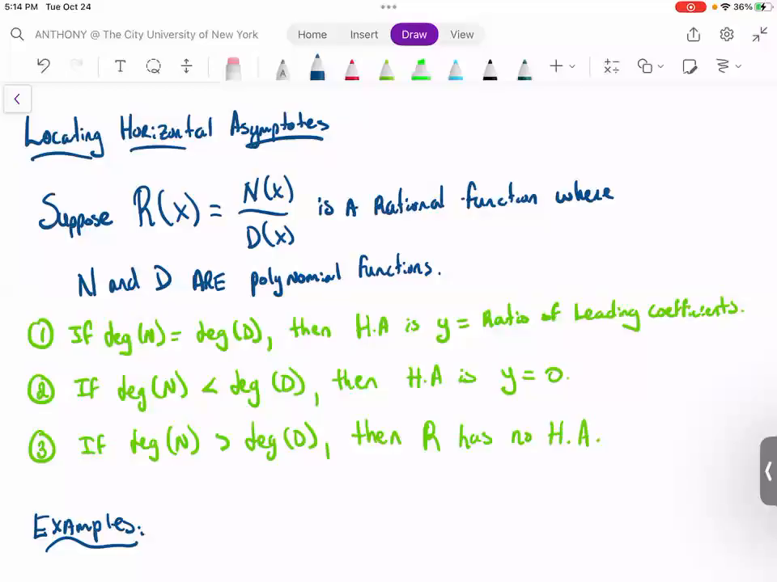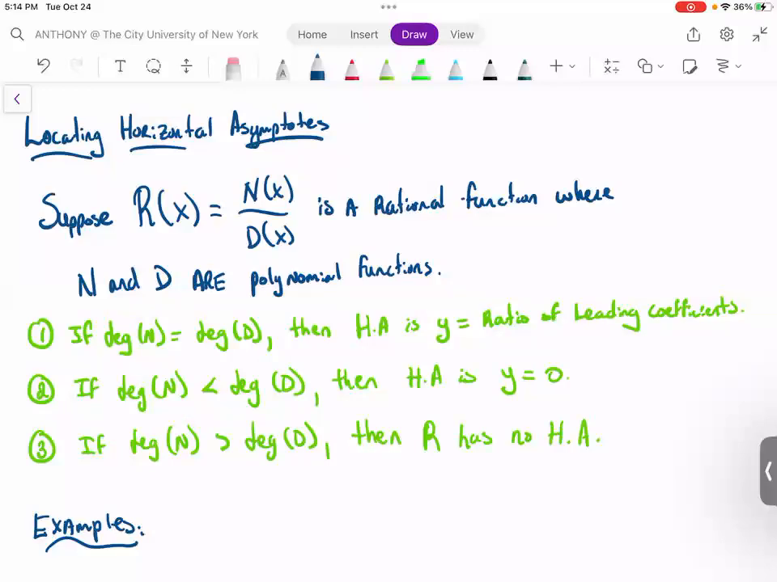So in this video, in short, we are locating horizontal asymptotes. Horizontal asymptotes for rational functions give you the end behavior, right? It helps you determine when a function is approaching y equals a horizontal line when the value of x is increasing or decreasing, meaning x is approaching infinity or x approaching negative infinity.